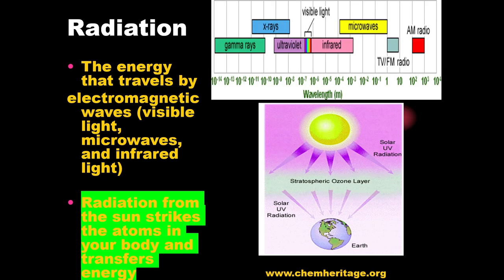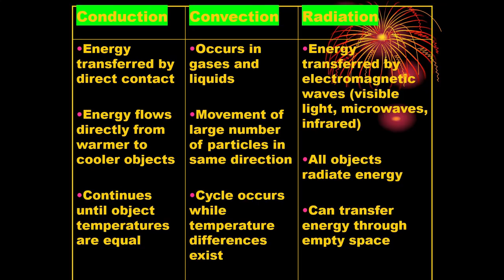Radiation is movement of heat through a vacuum. You don't need a molecule to pass it. There's no touching. You don't need a gas or a liquid to move it. Radiation occurs from the sun, sending waves of energy at us. So it normally travels by electromagnetic waves. You have visible light, microwave, infrared. So the radiation from the sun strikes the atoms in your body, and this causes a transfer of energy.